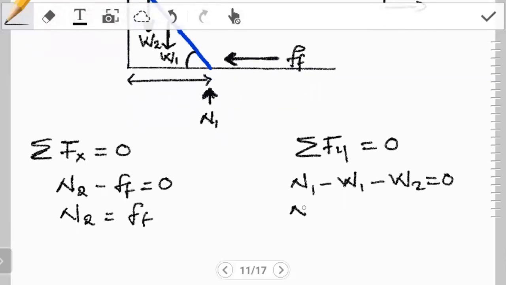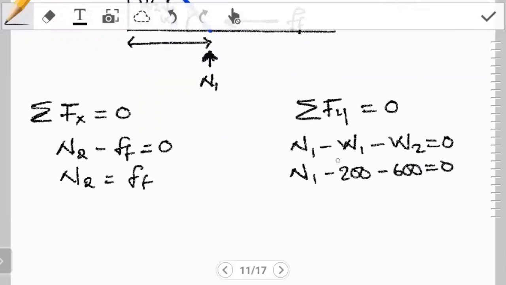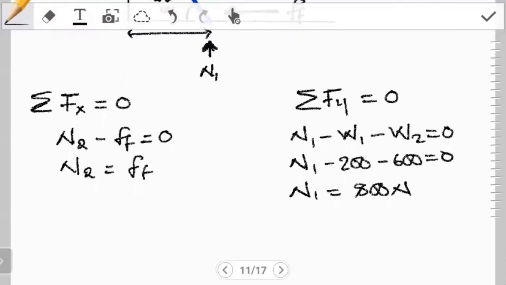W1 and W2 are given in the equation. This is 200, the weight of the ladder. This is 600, the weight of the man. We get 0. So we add these up and move them to the other side. We get N1 is equal to 800 Newtons. Okay, once we've done that, we've found what N1 is.